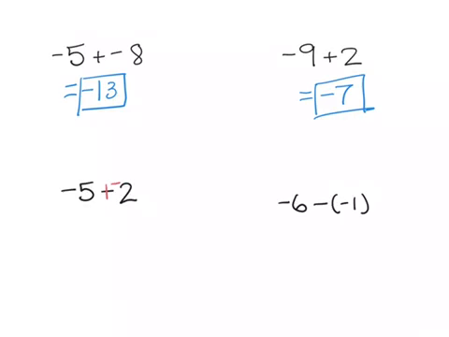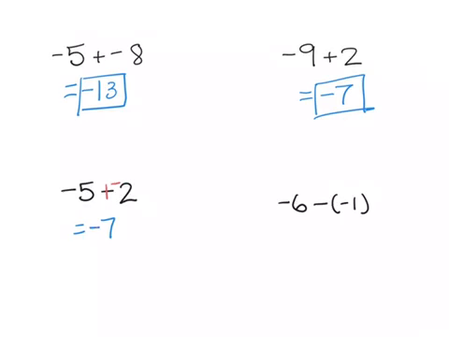So these two numbers, -5 and -2, they have the same sign. So remember, when they have the same sign, we're going to add them. 5 plus 2 is 7. And then we're going to keep the sign the same. So that is going to stay a negative.